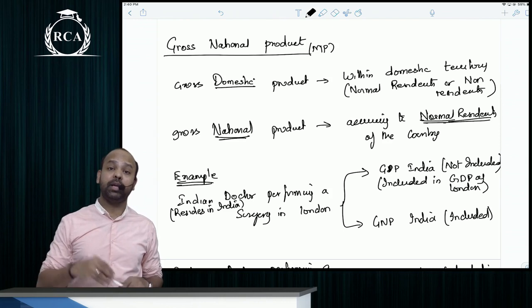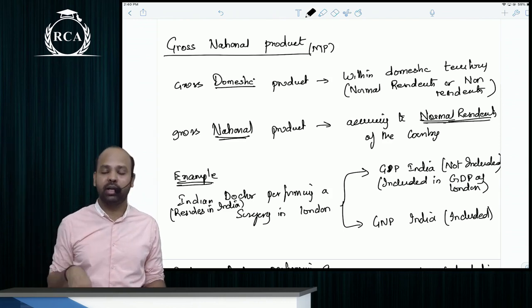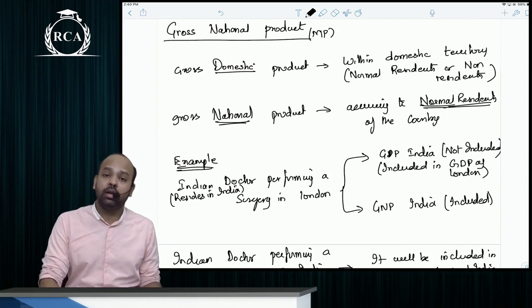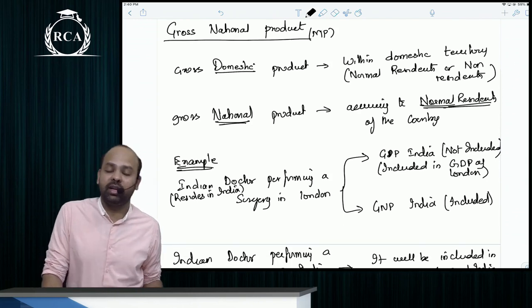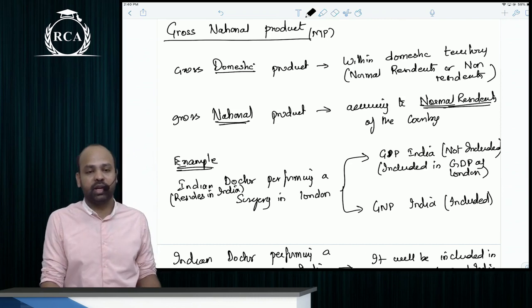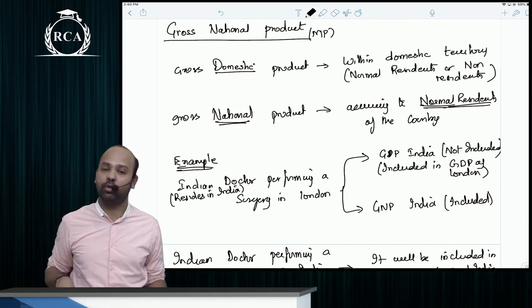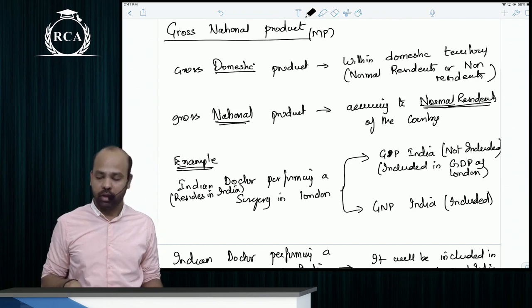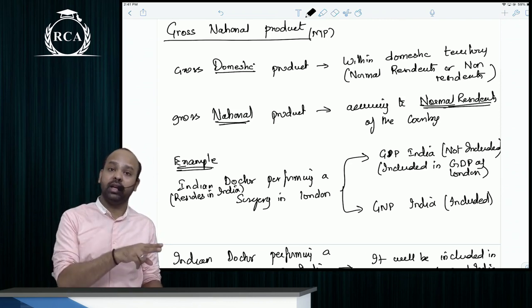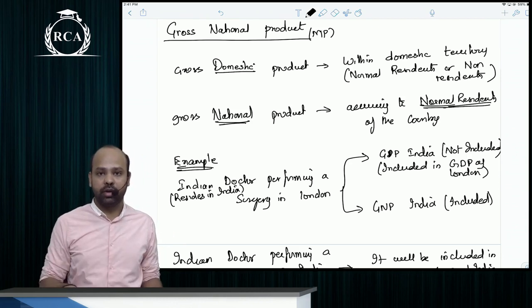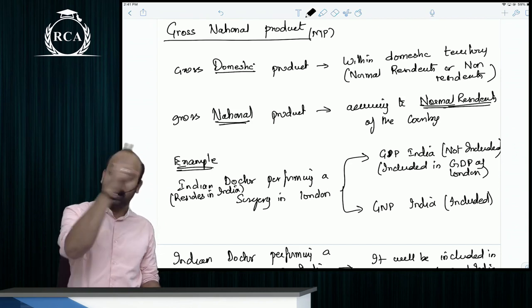Likewise, there can be people coming from abroad to India, working and going back. So that is all important. If there are profits of Reliance Industries in a UK plant, it is a domestic product of UK, but national product of India. Likewise, if you perform a surgery in London, it is domestic product of London but national product of India. A London doctor comes to India, performs a surgery, domestic product of India but national product of London.